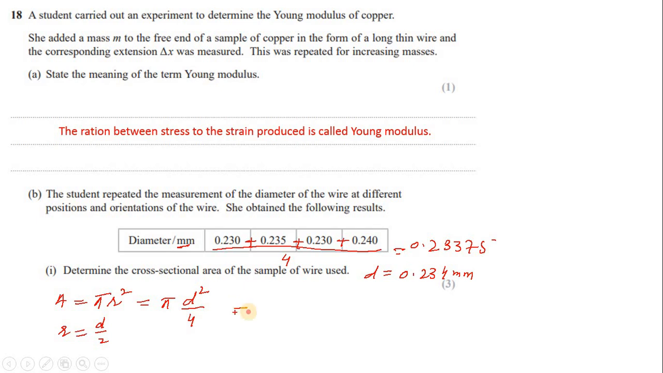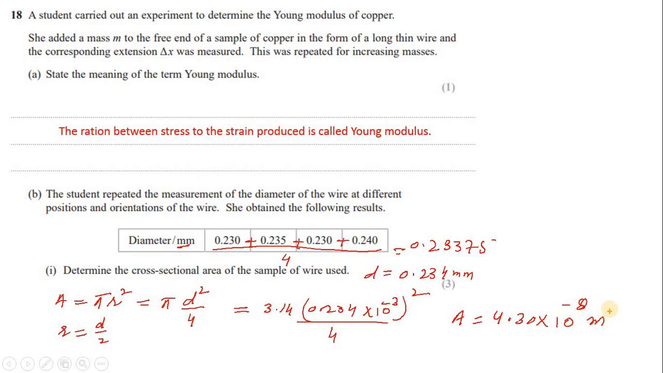And now you can find the area. So area is pi, 3.14, and d squared, and d is 0.234 into 10 to the power minus 3 because of milli, squared, divided by 4, and then the area will be 4.30 into 10 to the power minus 8 meter squared. This is the area.